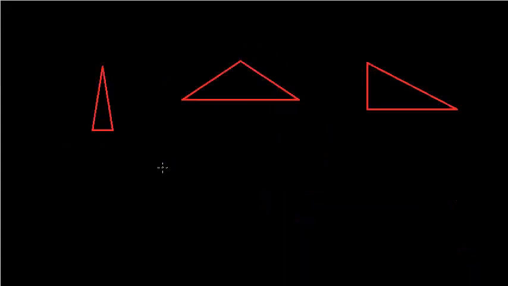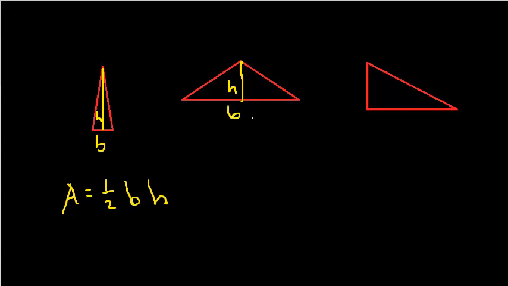We can find the area of any triangle using the formula area is equal to 1/2 the base times the height, where the height is the distance from that top point down to its opposite side, and the base is that opposite side. Again, for this triangle, our height would be here, and our base would be this side, B. For a right triangle like this, our height is one of the legs, and our base is the other leg.